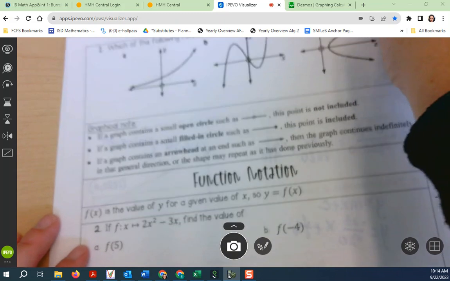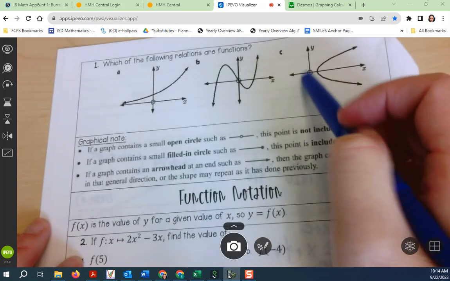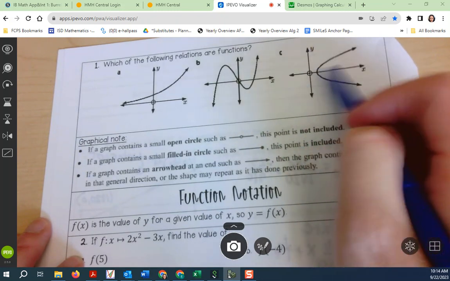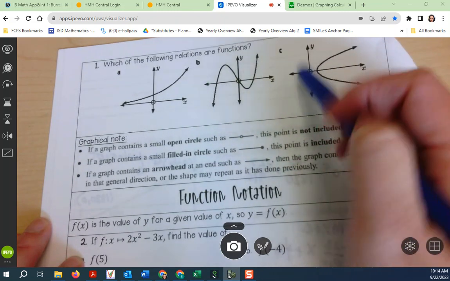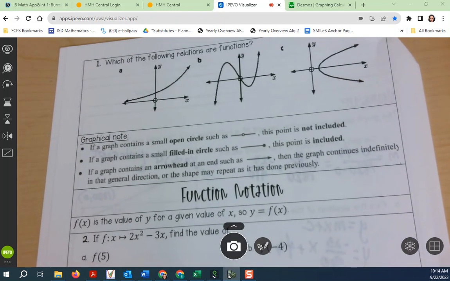So let's do a vertical line test real quick. Just a note about these graphs, the origin is marked with a circle. That is not a part of the graph, it's just a part of the axes. So ignore it, don't worry about that. Do a quick vertical line test to decide which ones are and which ones are not functions.